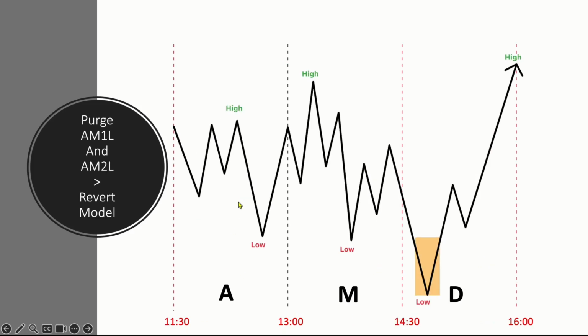So let's take a look at another long scenario. It's the following. It's a purge of the first cycle low and the second cycle's low. This occurs when during the first two cycles of the PM session, relatively equal lows got engineered, whilst a higher high got created during the second cycle relative to the first cycle.